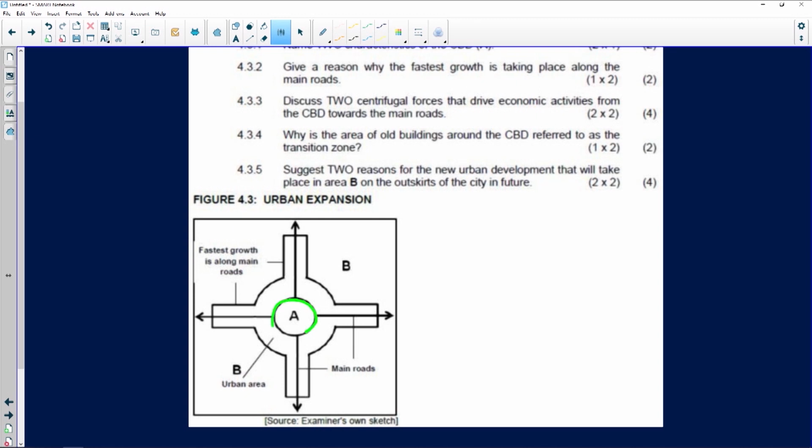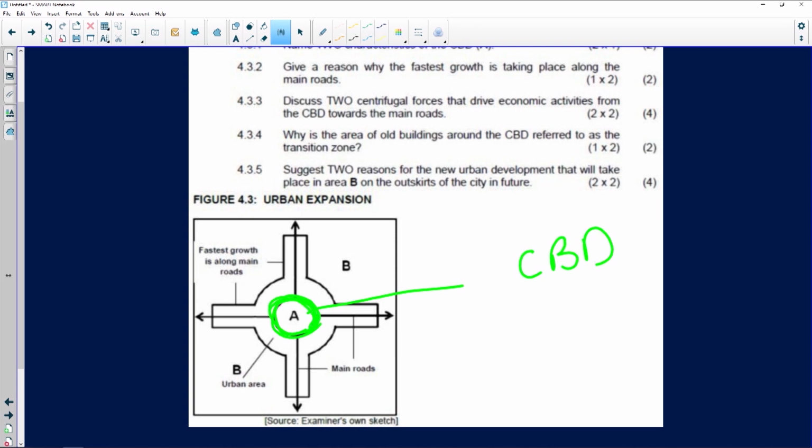A probably represents the CBD, Central Business District. The arrows in all the different directions provide us with the main roads. That's the reason I'm 100% certain that A is going to be the CBD. Because what do we know about the CBD? What's the one main characteristic about the CBD? That it's usually the point that's got the most accessible roads. And as you can see, all the roads lead to the CBD.